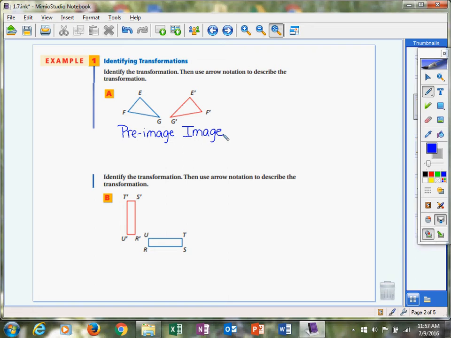Now it looks like we have kind of a center line here, kind of a line of reflection is what it looks like, and it looks like it got flipped over this line. And so all the points, F is the same distance away from that center line as F prime. E is the same distance from E prime from that center line. And same thing with G and G prime. So what we think we have is a reflection.